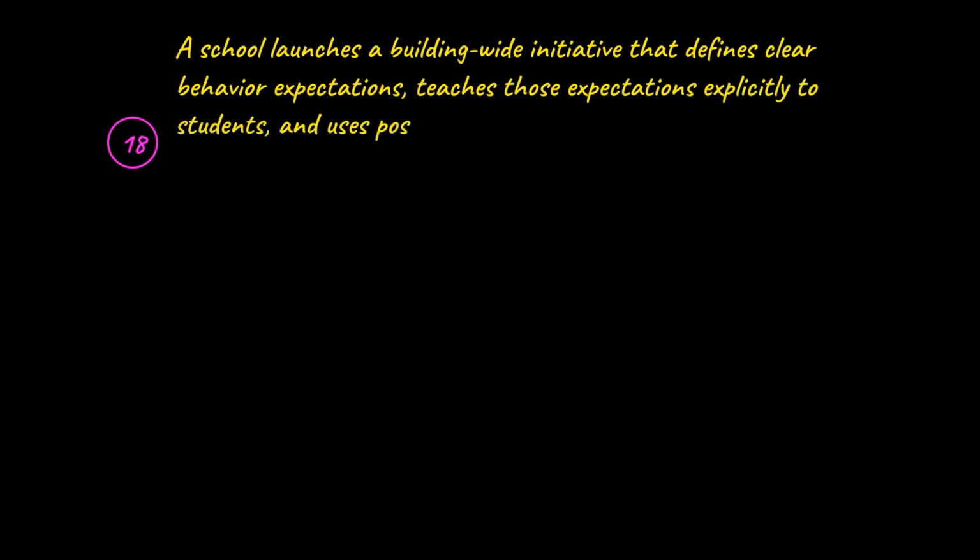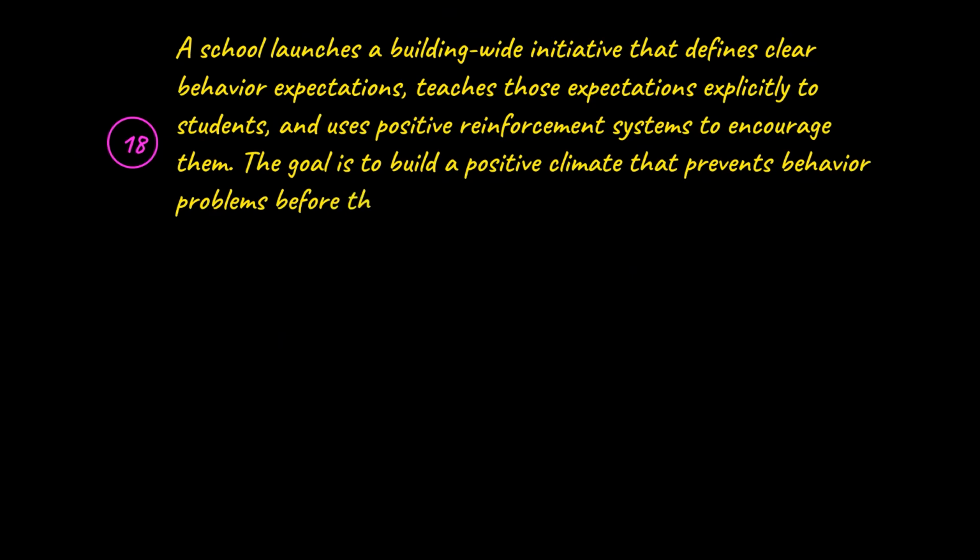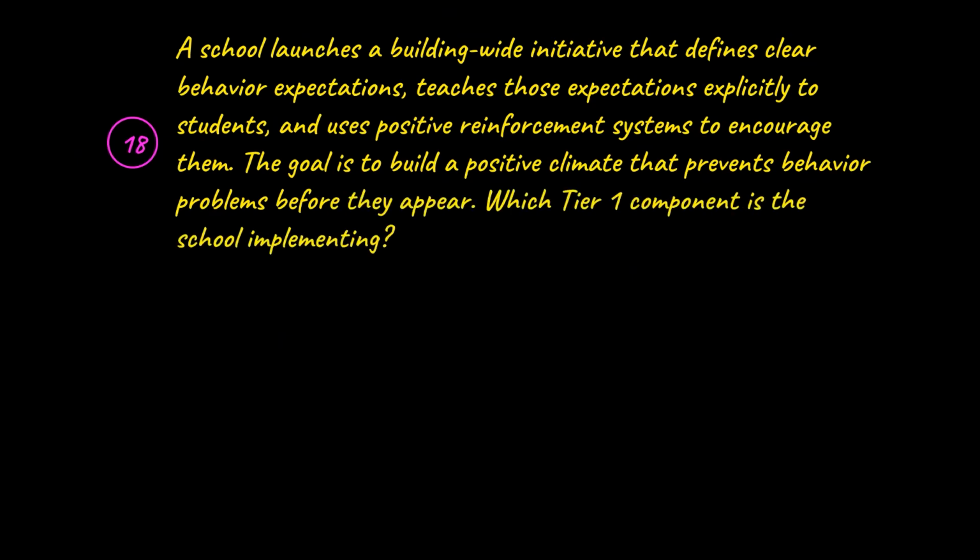Question 18. A school launches a building-wide initiative that defines clear behavior expectations, teaches those expectations explicitly to students, and uses positive reinforcement systems to encourage them. The goal is to build a positive climate that prevents behavior problems before they appear. Which Tier 1 component is the school implementing?